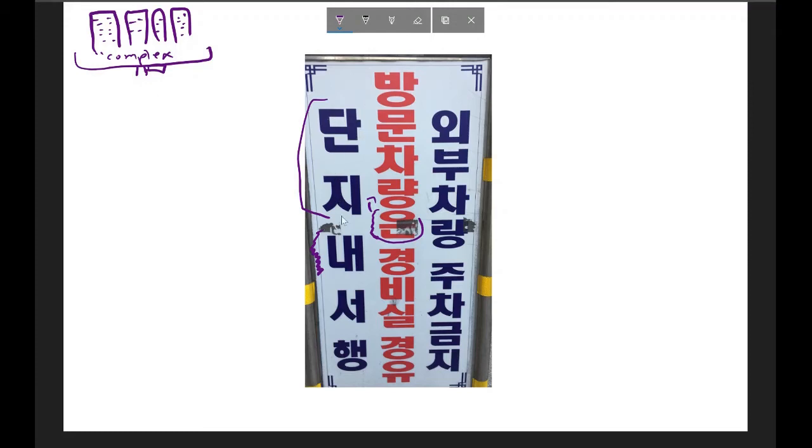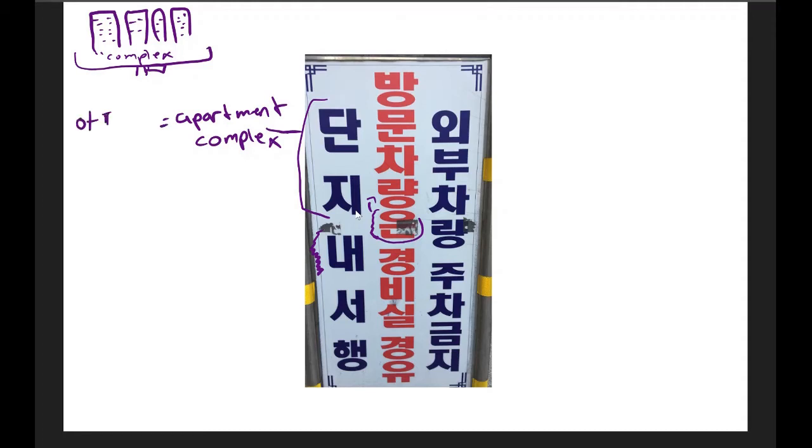Now, let's break through this sign. Again, as I said before, this danji here refers to the apartment complex. So, apartment complex. And again, I mentioned this earlier, but I guess I'll write it for you. The word for apartment in Korean is actually sort of a Konglish word. It's 아파트. And if you were going to say apartment complex, you would say 아파트 단지.